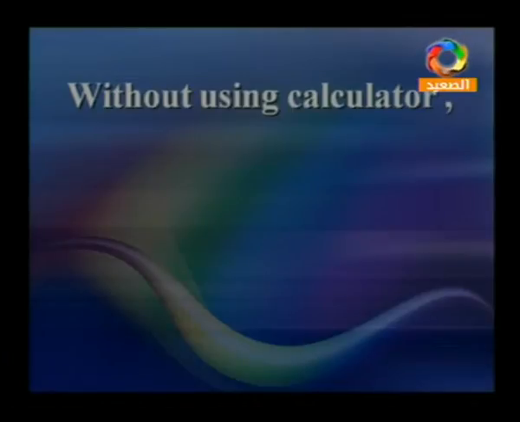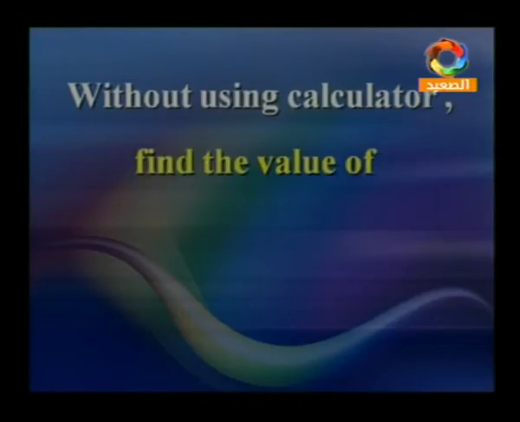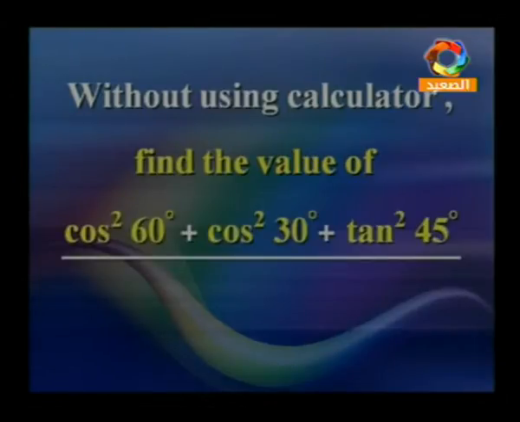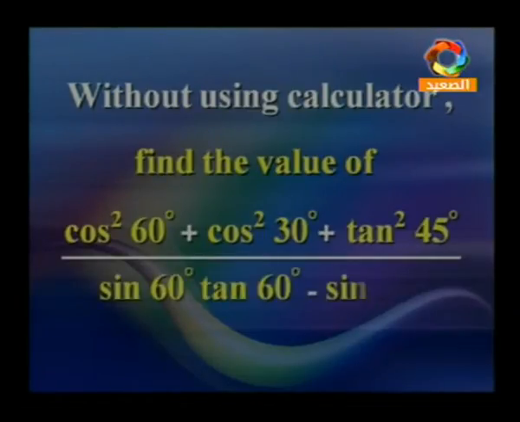Without using a calculator, find the value of cosine square 60 degrees plus cosine square 30 degrees plus tan square 45 degrees over sine 60 degrees tan 60 degrees minus sine 30 degrees.